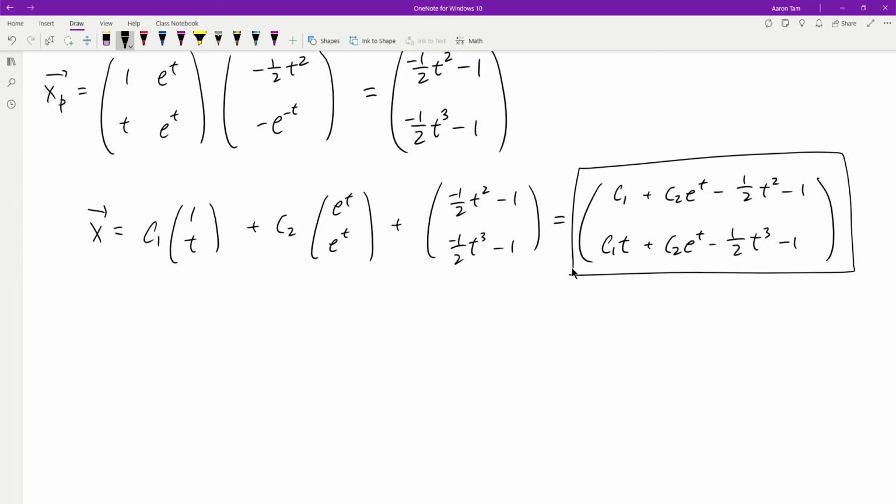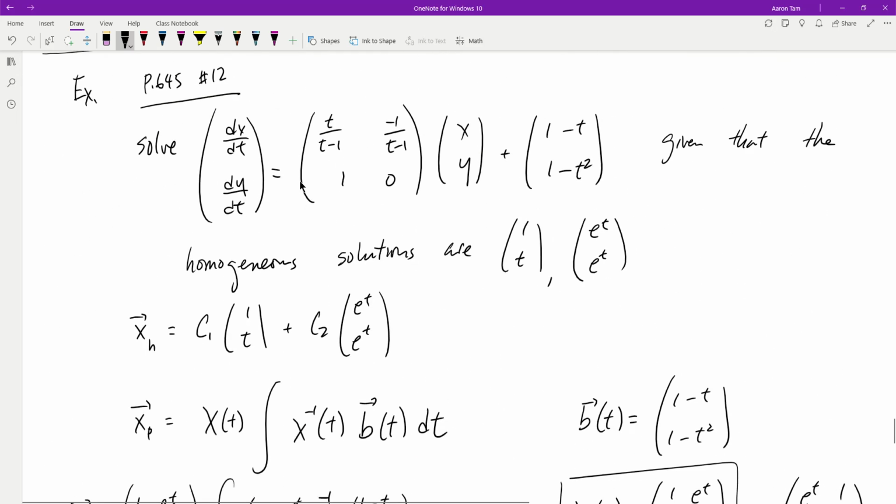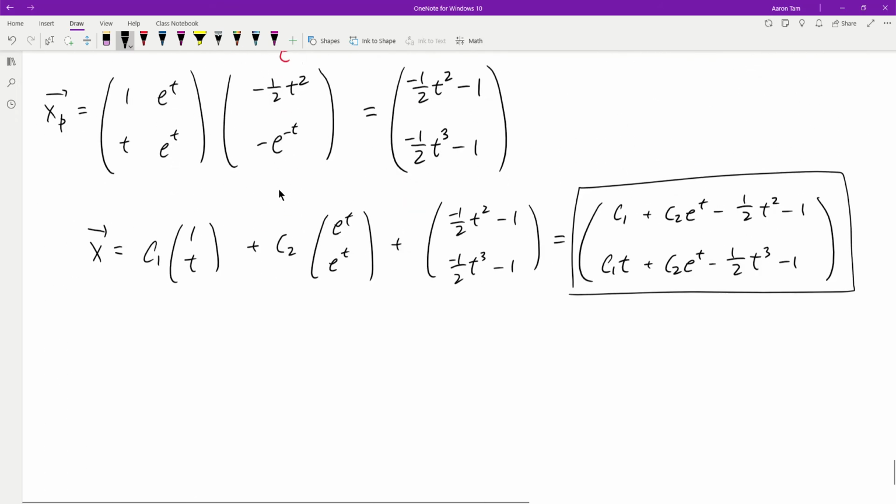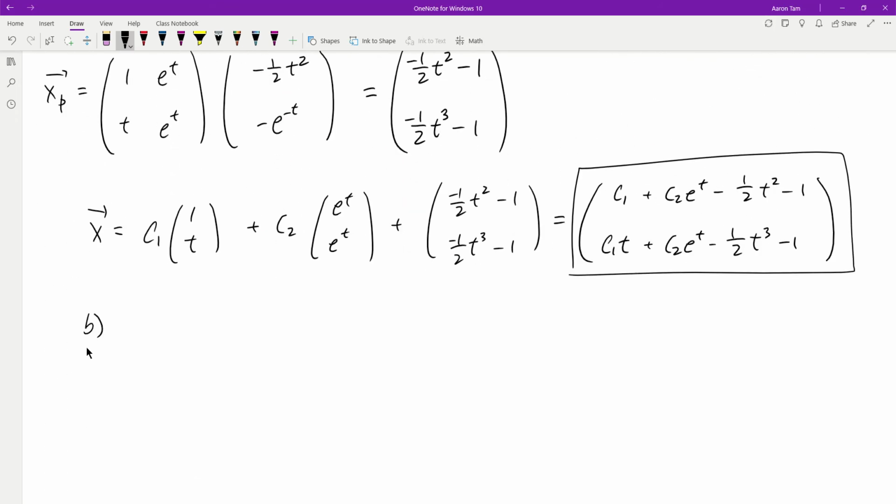Now, if there's some kind of initial condition, we can actually solve for c1 and c2. You know what? Maybe we'll give it a try. Problem number 12 did not give an initial condition, so I'm just going to make something up and hopefully it doesn't turn into too big of a problem. So how about we are given that vector x of 0 equals negative 2, 3. Okay, and then solve this initial value problem. Should be pretty simple.